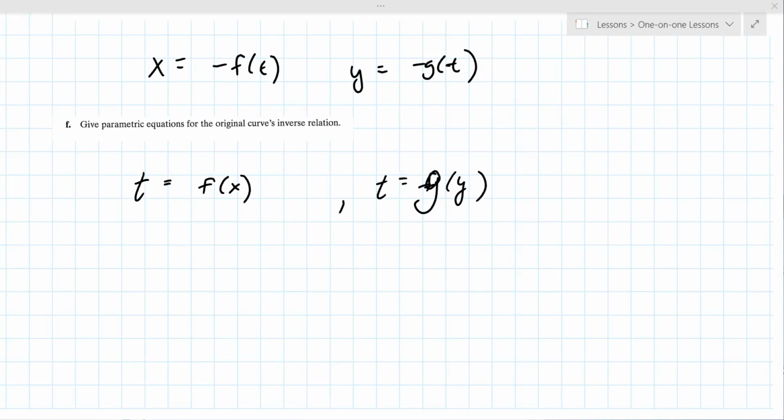Because it still has to pass the horizontal line test. It has to do a few other things that may or may not happen. But let's move on to something maybe more helpful.